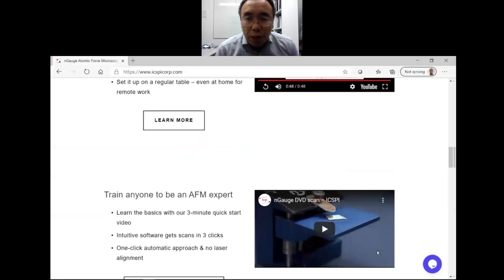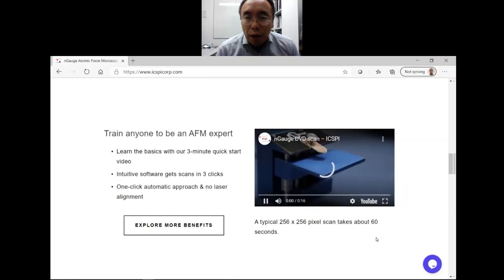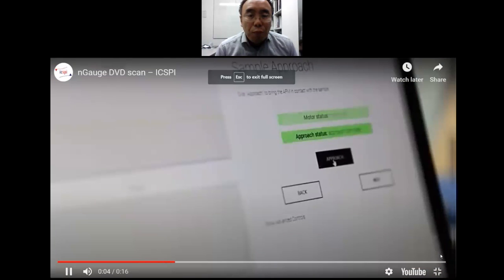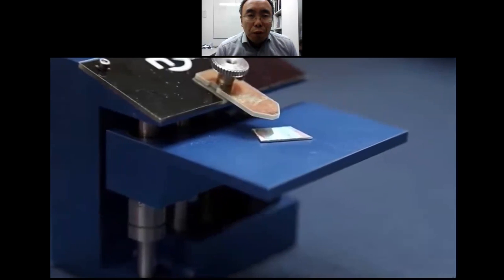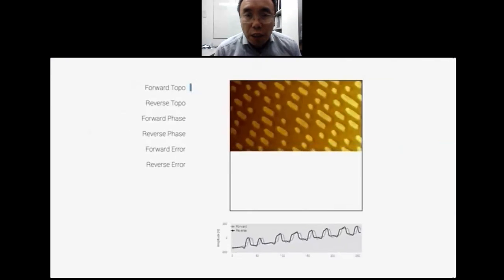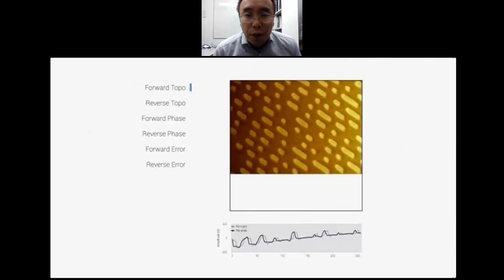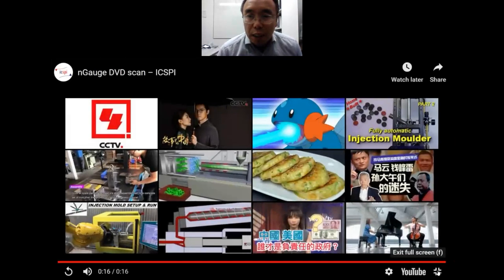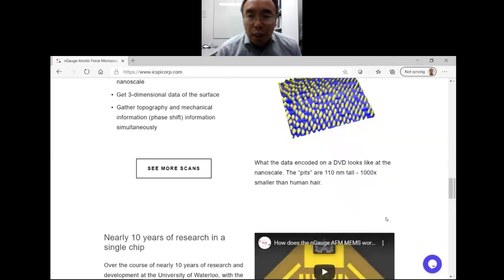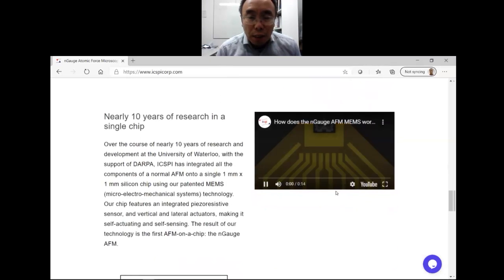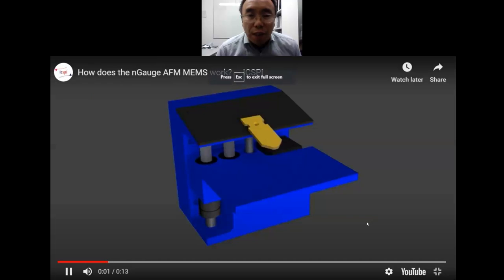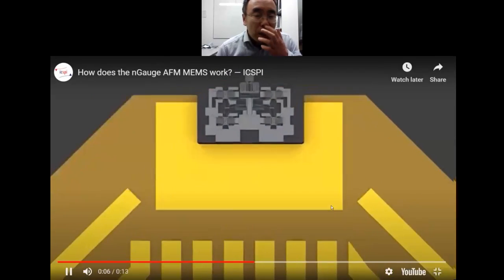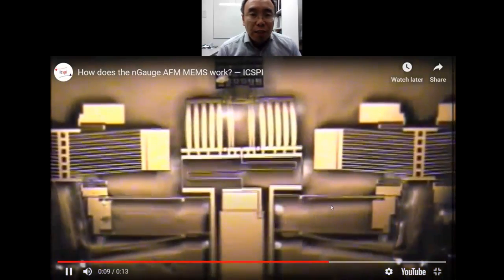So you can see a second video here. You upload the sample. It's very easy to operate. You do not need to do any alignment. And this is the tip part. Everything is in one cantilever. The reading, writing, actuation, detection, everything is in this chip.